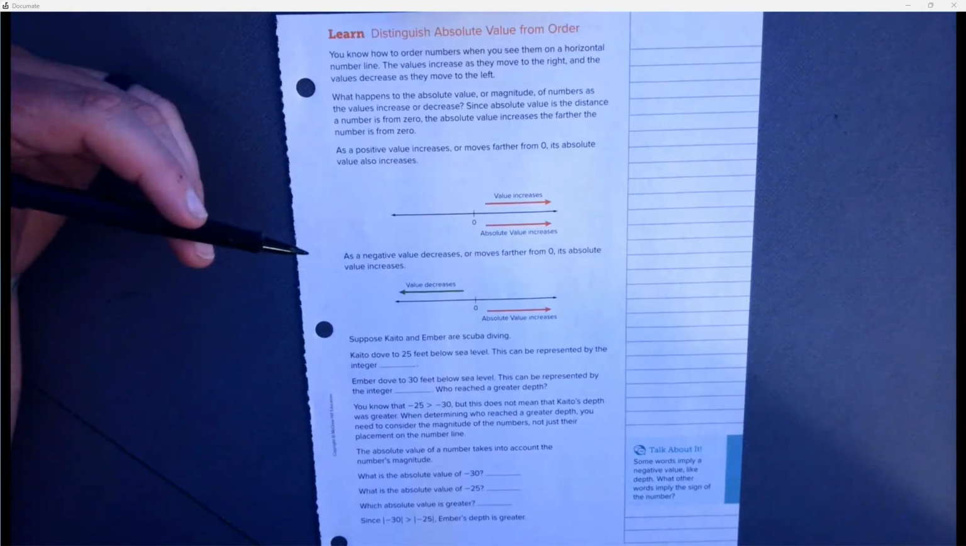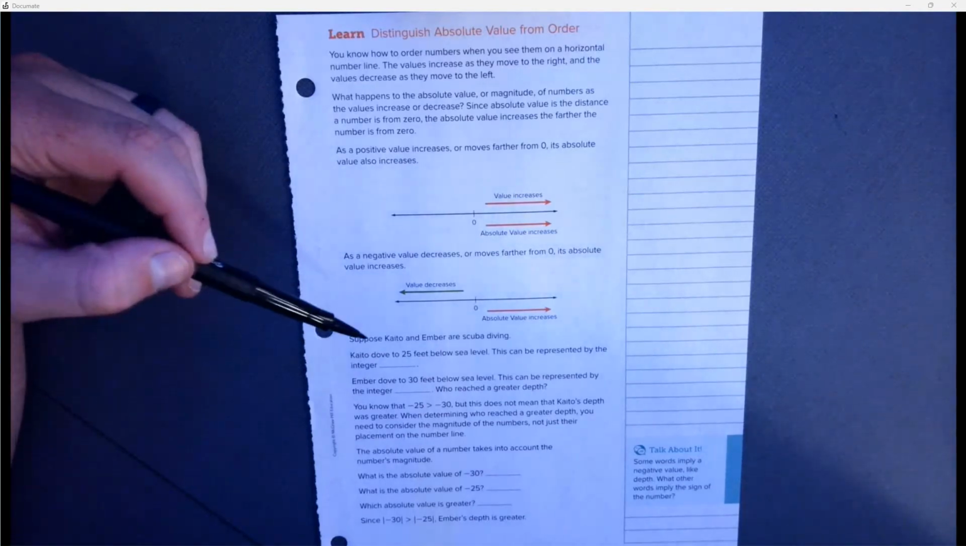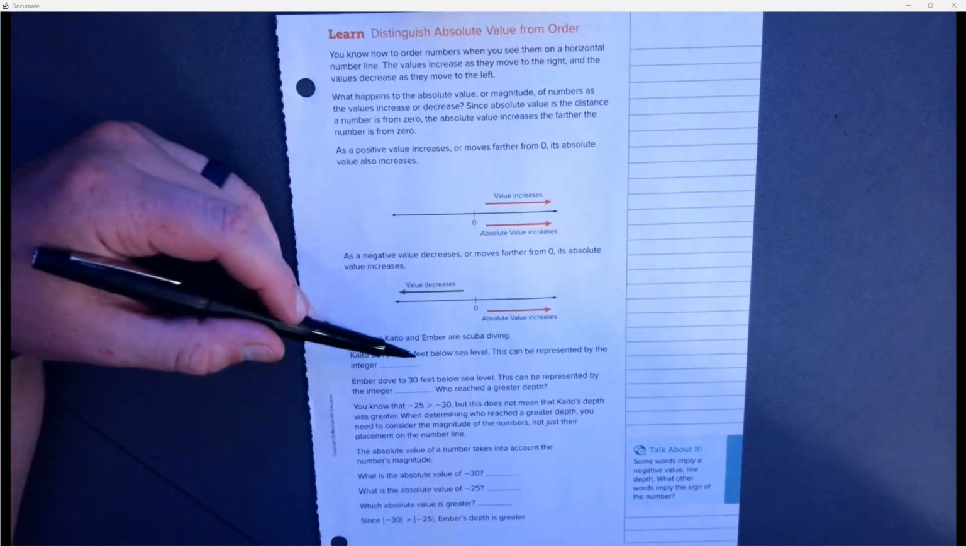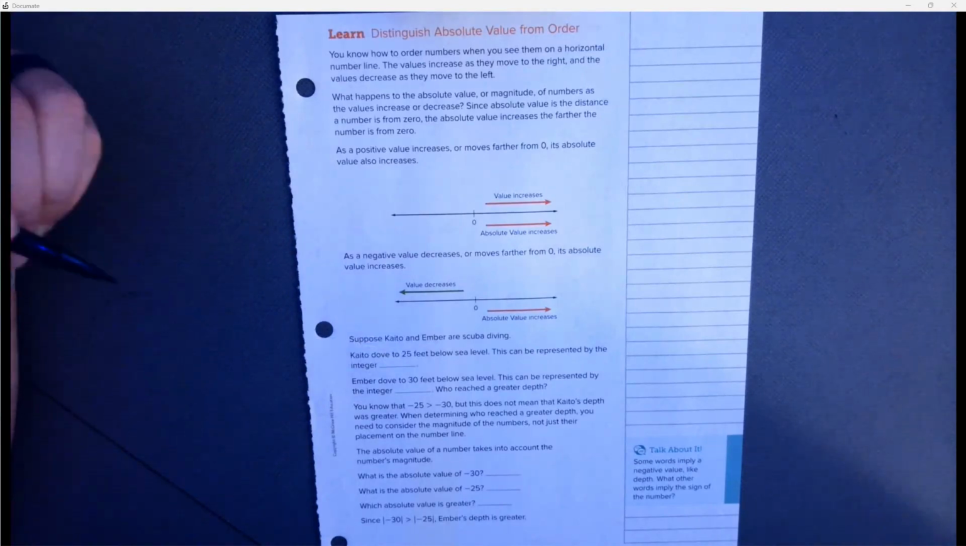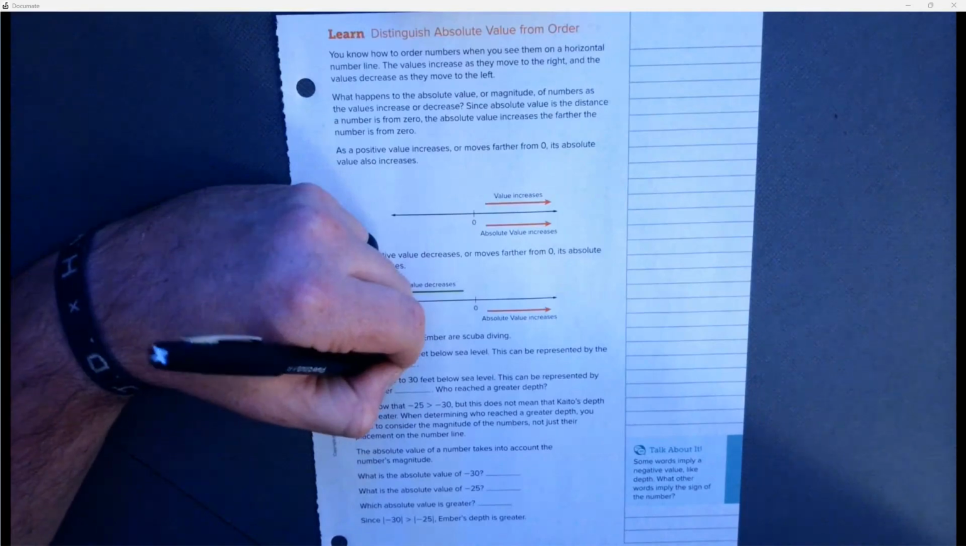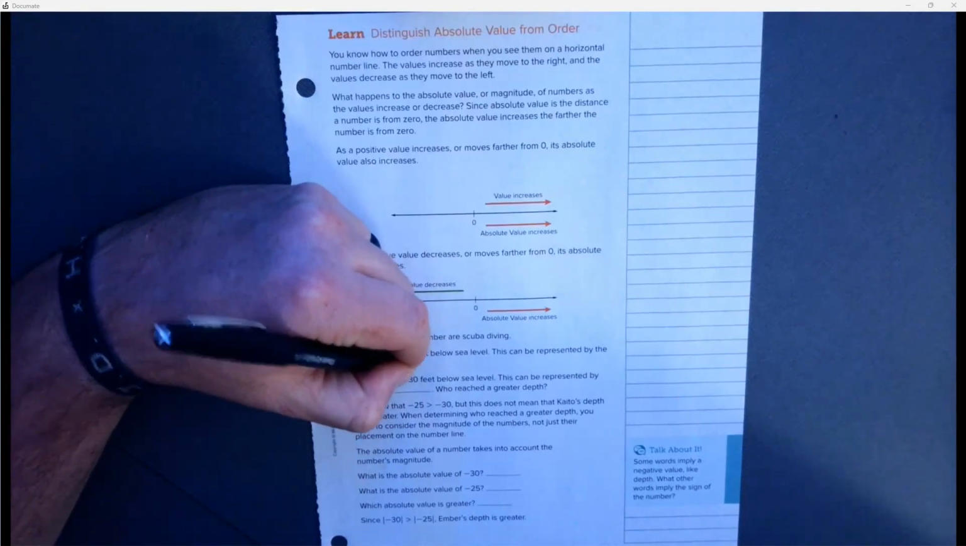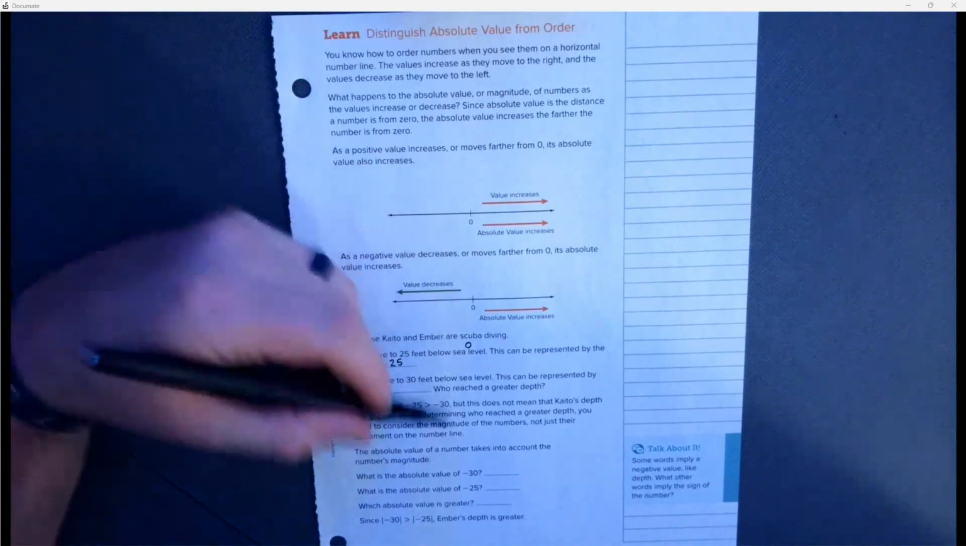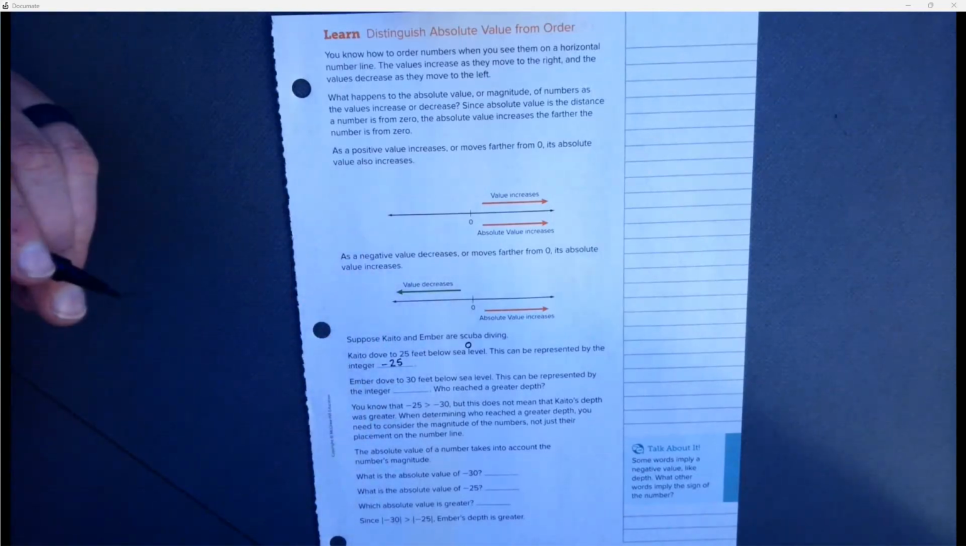So suppose Cato and Ember are scuba diving. Cato dove to 25 feet below sea level. This can be represented by the integer negative 25, because sea level we know is 0, and if you dove 25 feet below that, that would be negative 25.